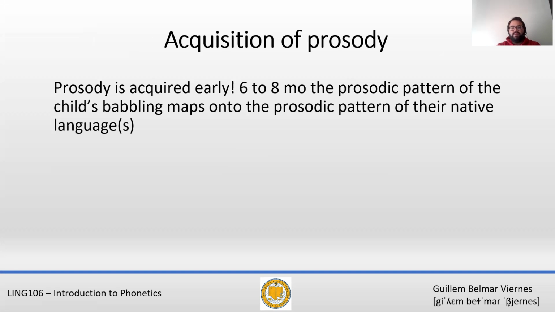Okay, and the final point we'll be making here is the acquisition of prosody, which is something very important and that you probably mentioned in the last weeks. Prosody is acquired very early on, which is maybe surprising. Children babble with prosodic patterns of the language they hear. At 6 to 8 months old, the prosodic pattern of the baby is recognizable as the prosodic pattern of the native language or languages of the baby.